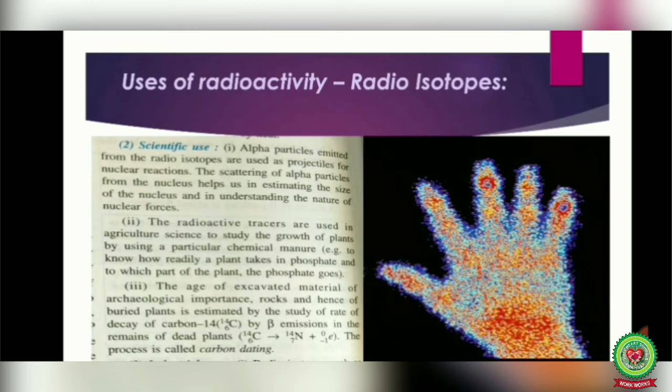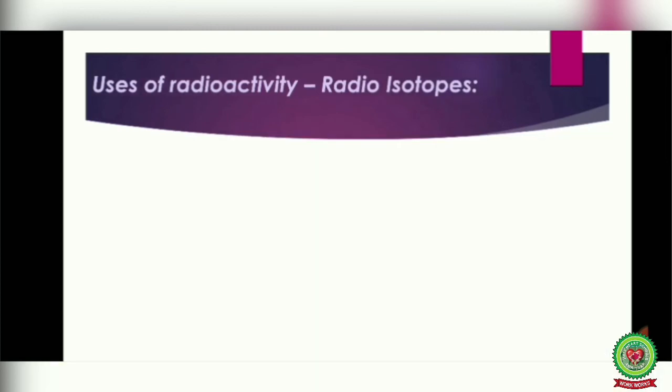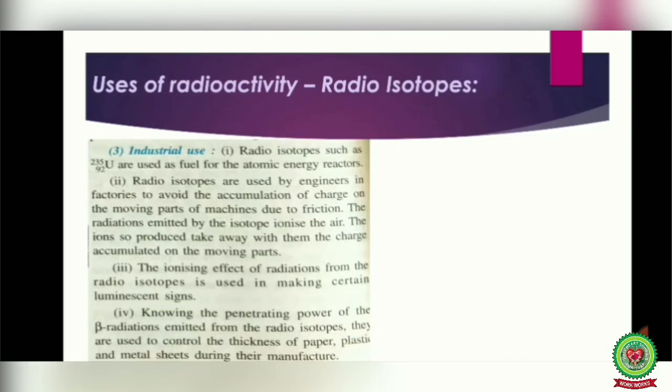Another definition of carbon dating is that carbon dating is the process of estimating the age of an object containing carbon by using the radioactive isotope carbon-14. Next is industrial use.